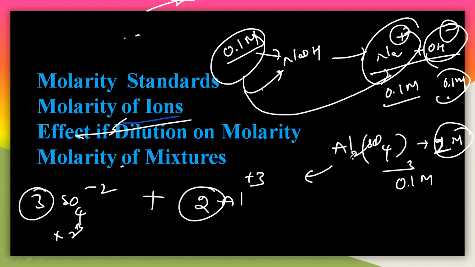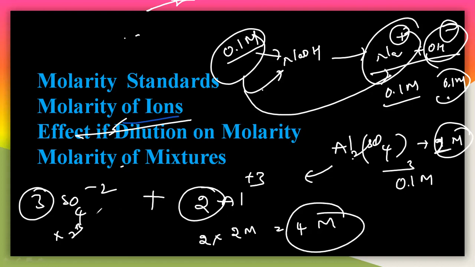Aluminum is in the third group, so it has the plus 3 oxidation state. Sulfate has the charge minus 2. Here 3 sulfate particles are there, so that means 3 into the molarity. And 2 into the molarity, since I'm taking 2 molar, means the molarity of this Al plus 3 ion is 4 molar. Here also you can take SO4 minus 2. How much is its molarity here? See here.